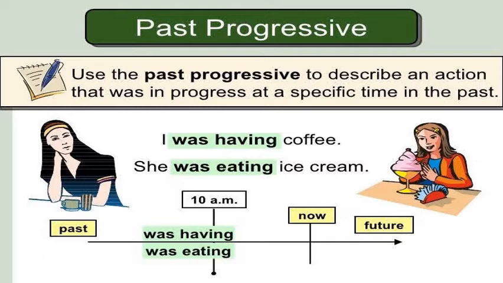Now let's take a look at the arrow here. This arrow is called a timeline. There is the past time, now, and the future. 10 a.m. belongs to the past. It means it's before now. That's why we used was having and was eating for the action that was in progress at 10 a.m. In progress means taking place and happening.